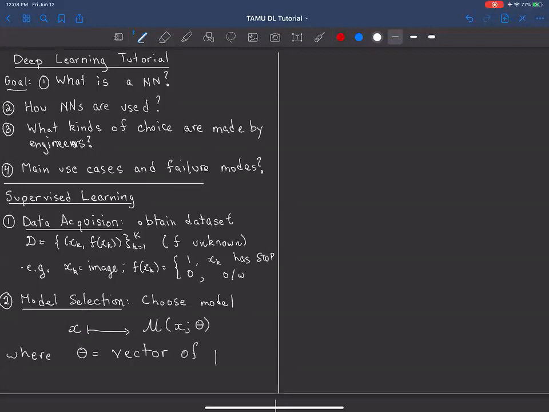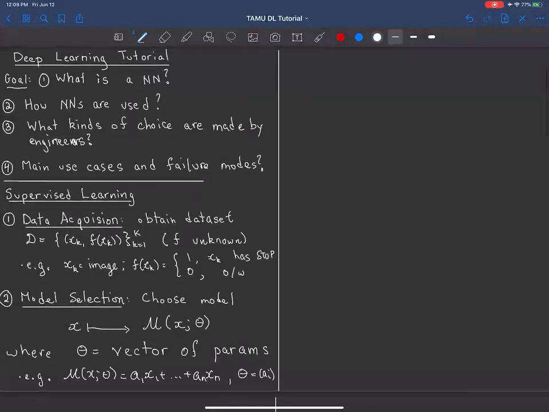Vector of parameters. Okay, so a common example might be that M of x and theta is just a linear function, a1 x1 plus dot dot dot plus an xn. So x is a vector, and then theta in this context is just the vector of the ai's. Okay, so we basically say, all right, well, we need some way of trying to parameterize the space of guesses we're going to search over. And the vector of parameters theta basically tells you how to parameterize this space, whereas the choice of model tells you the form of the computation. Okay, so that's step 2.